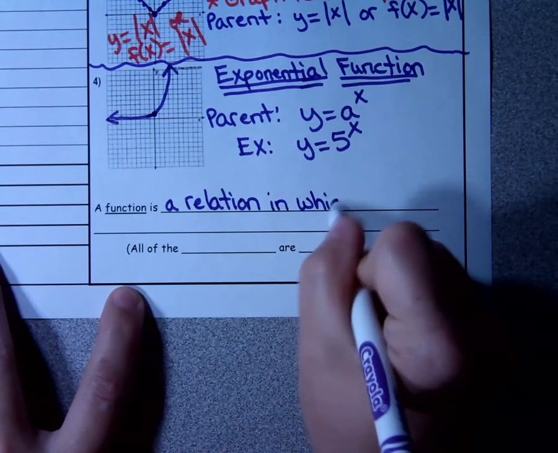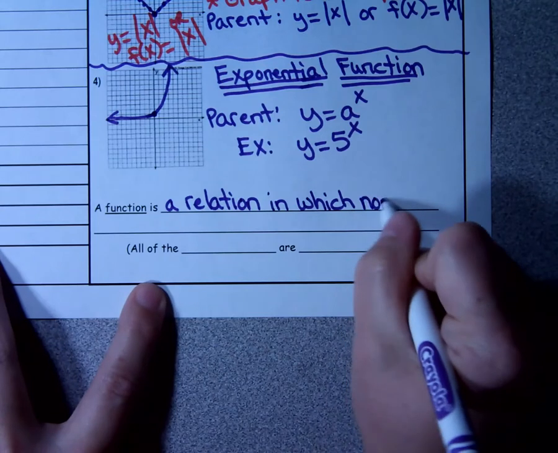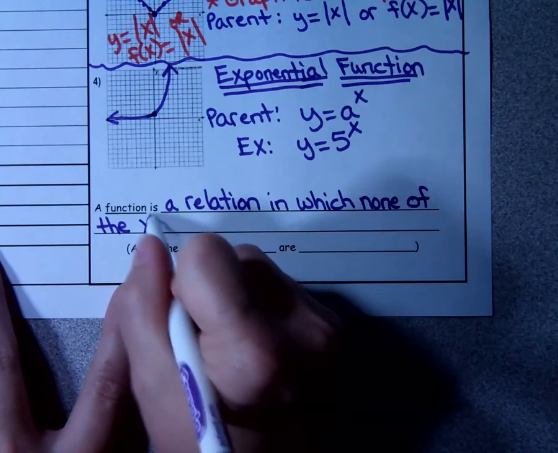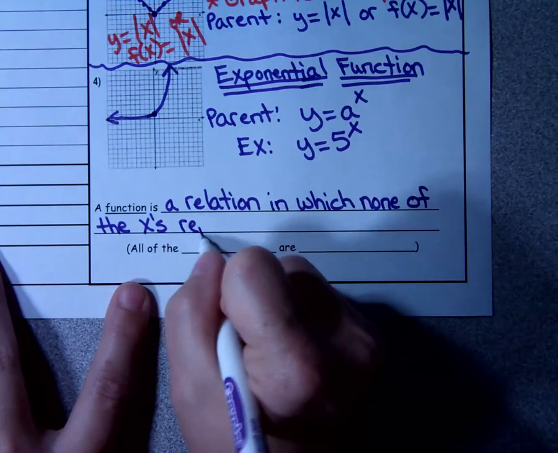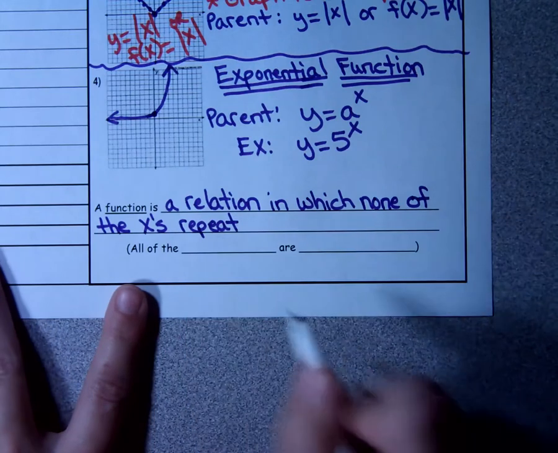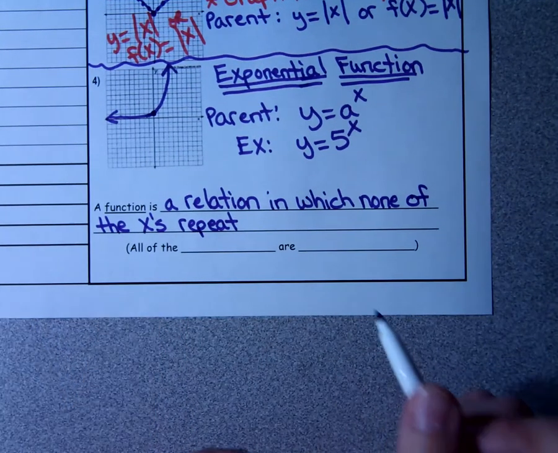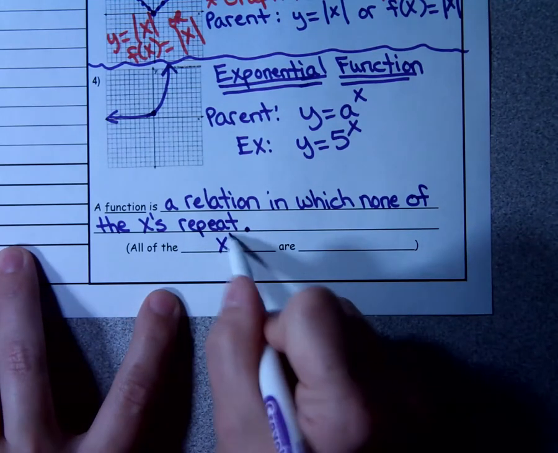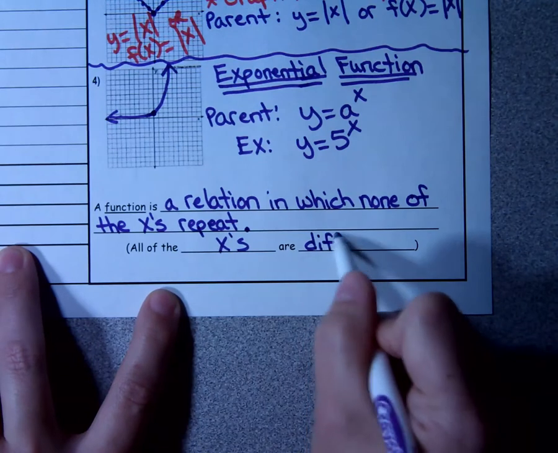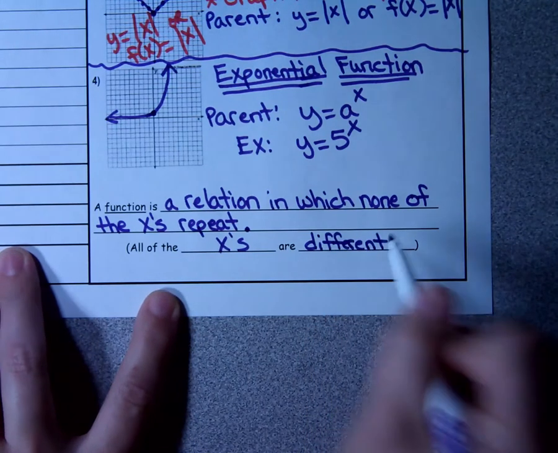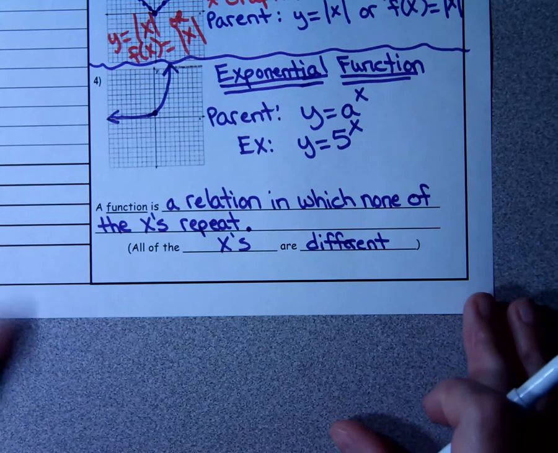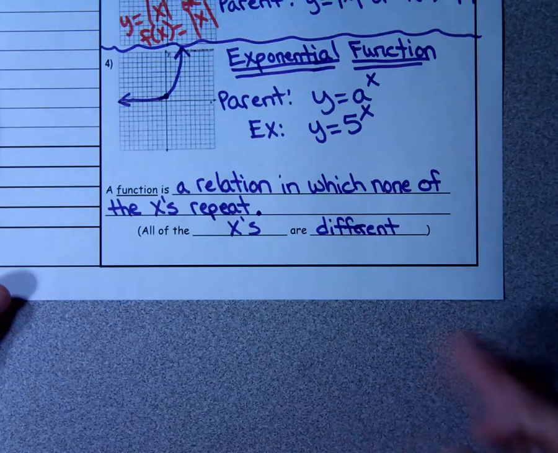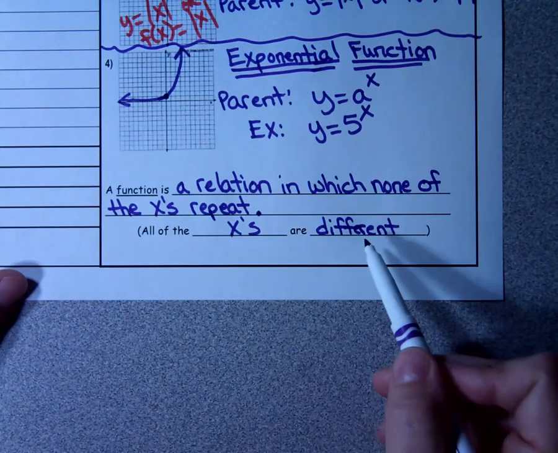in which none of the x's repeat. A function is a relation in which none of the x's repeat. All of the x's are different. And I'm going to show you a couple examples of what I mean and try to make that make sense. So a function is a relation in which none of the x's repeat. All of the x's are different.